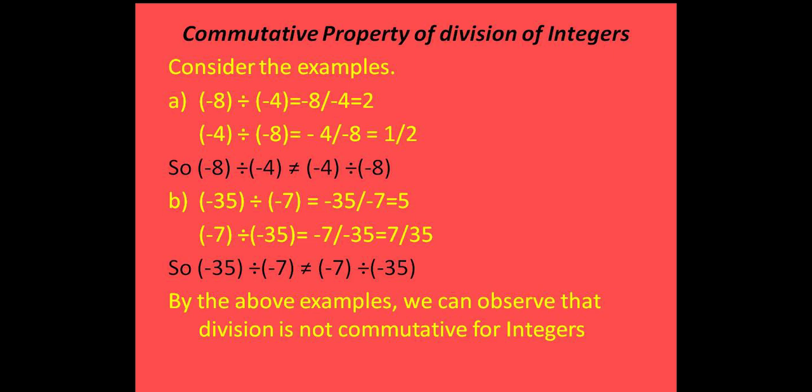One more example you take. Minus 35 divided by minus 7 is equal to minus 35 by minus 7 is equal to 5 I get. Minus 7 divided by minus 35 is equal to minus 7 by minus 35 is equal to, this time I got 7 by 35, which is not similar to first one. By the above examples, we can observe that the division is not commutative for integers.